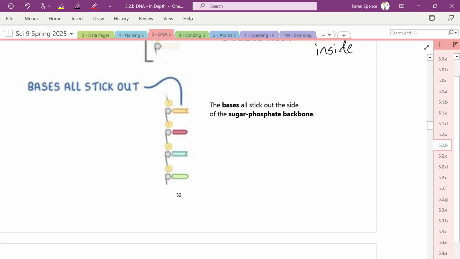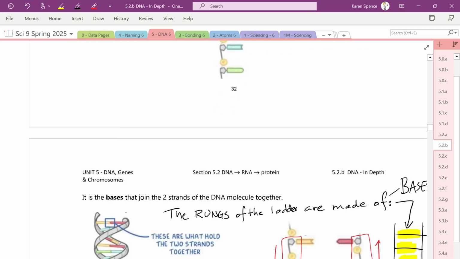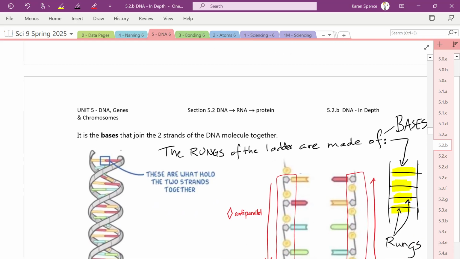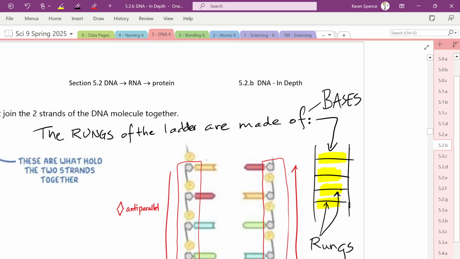So the bases all stick out the side. And the rungs of the ladder. What do we mean when we say the rungs of the ladder? We're on the next page now. They're the part that goes across. They're like the things you grab onto. Yeah? What are the rungs? These things, right?